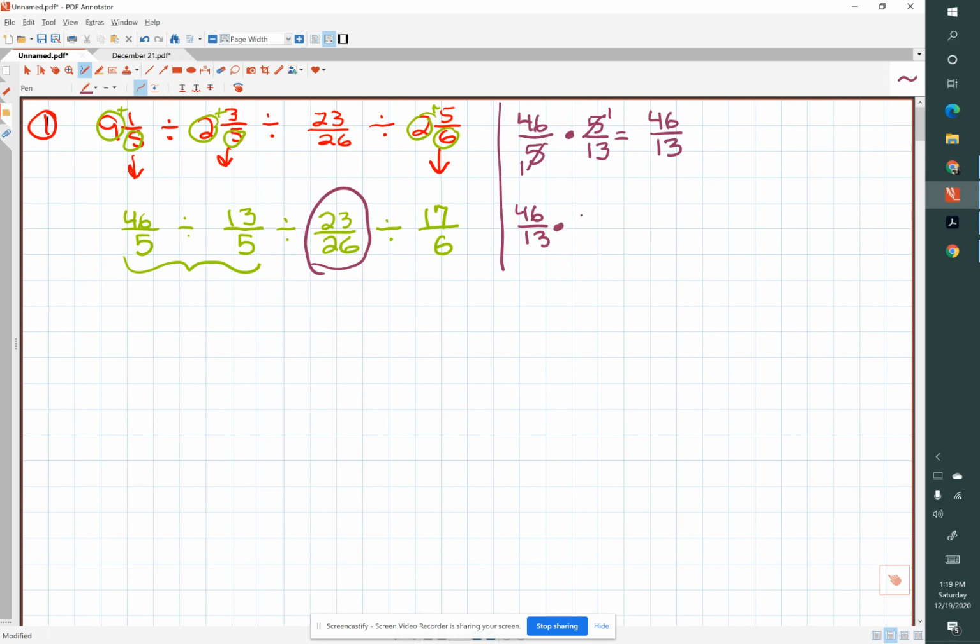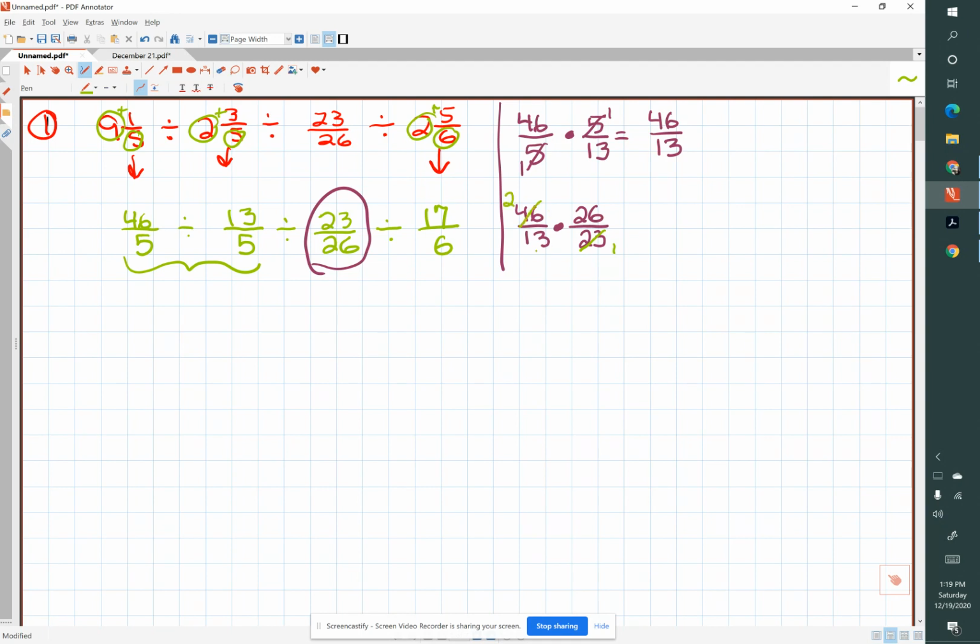We change the division to multiplication. We flipped the second number, and I see lots of opportunities for simplifying. So we've got 23 and 46. Well, 23 is half of 46. 23 divided by 23 is 1. 46 divided by 23 is 2.